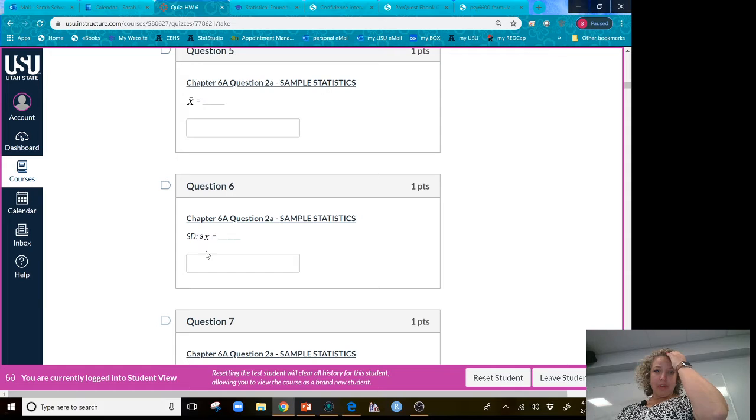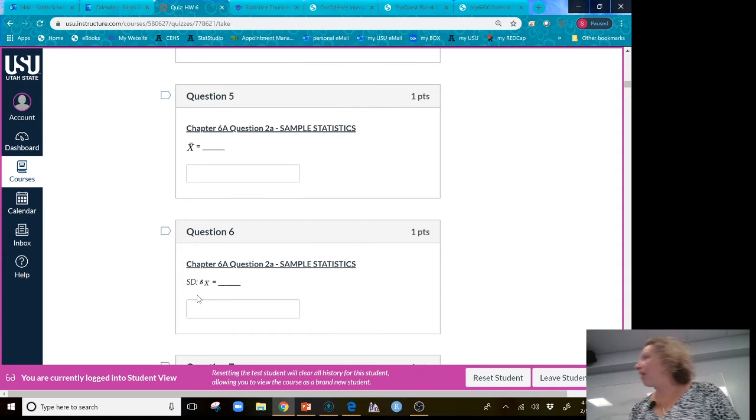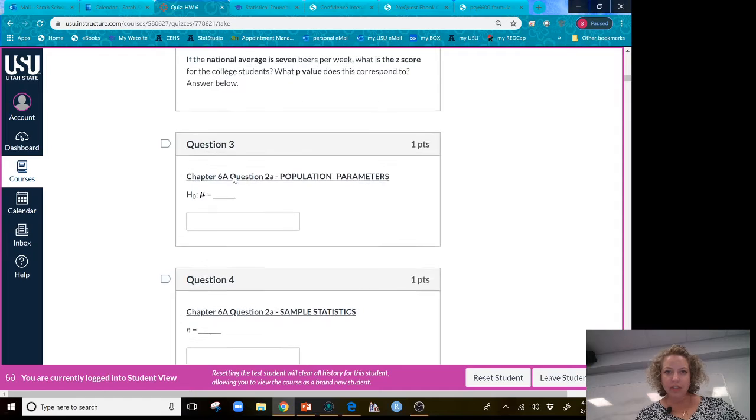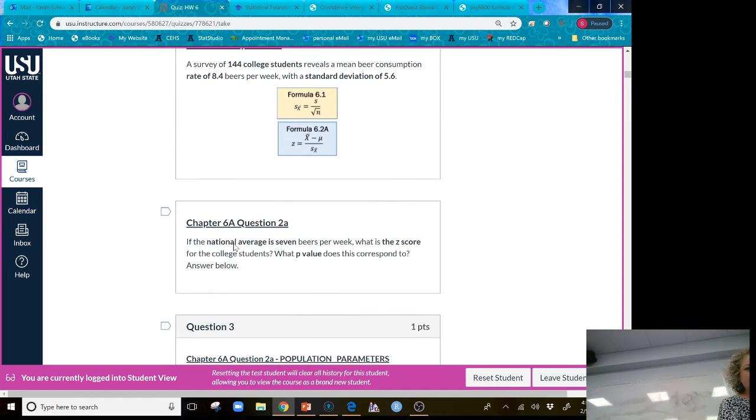So here it is. It's the sample standard deviation. Now, you have to look closely on here. This is S of X, not S of X bar. This is chapter 6, section A, number 2, 6.2a. Yeah, this is the one I wanted to go over. Okay, so we got some formulas.